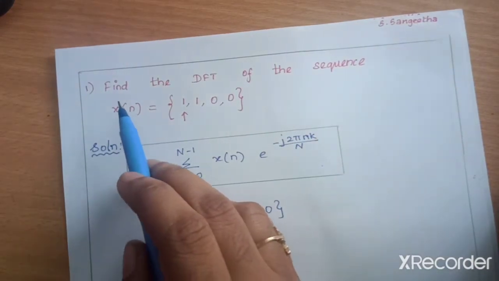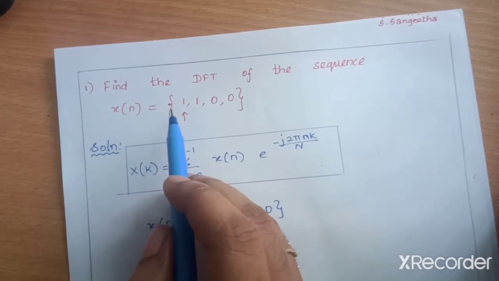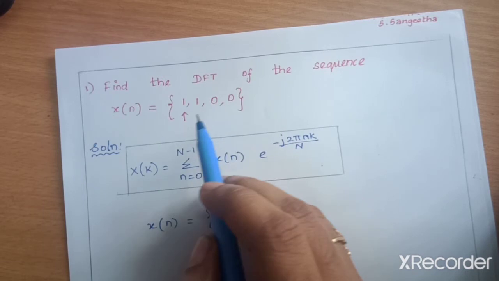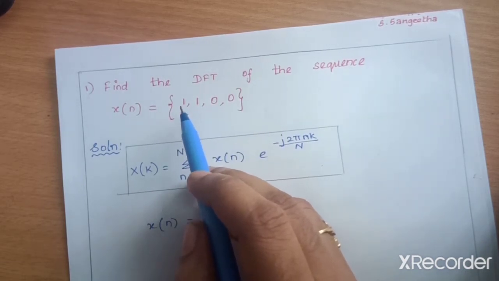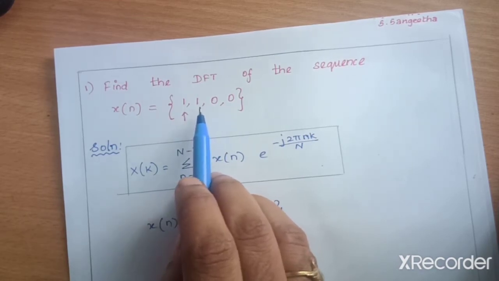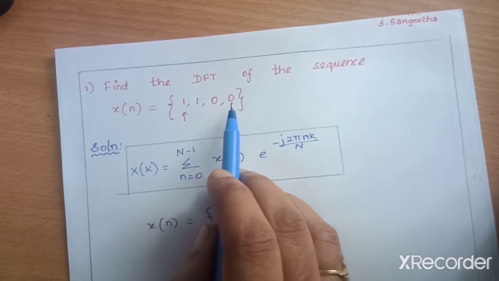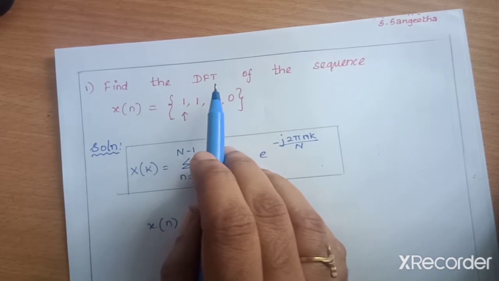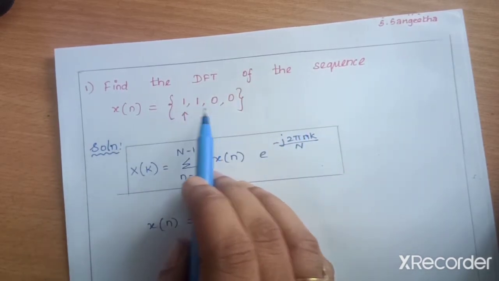So here is the question. Find the DFT of the sequence x of n is equal to 1, 1, 0, 0. This arrow mark indicates it is the x of 0. So here x of 0 will be 1, x of 1 will be 1 and x of 2 will be 0 and x of 3 will be 0. So here we have to find the DFT of the sequence. So here x of n sequence is given.